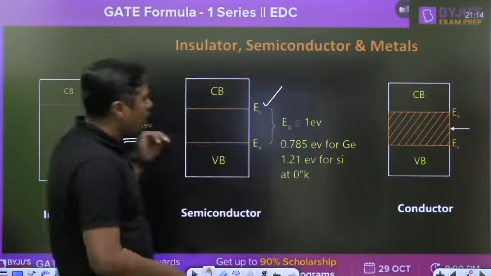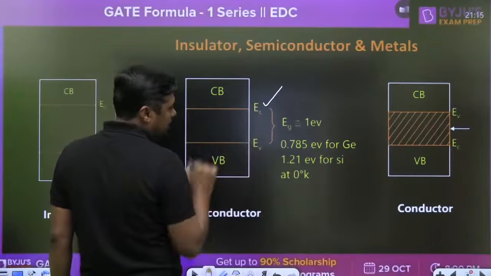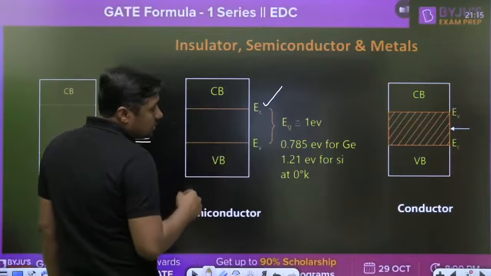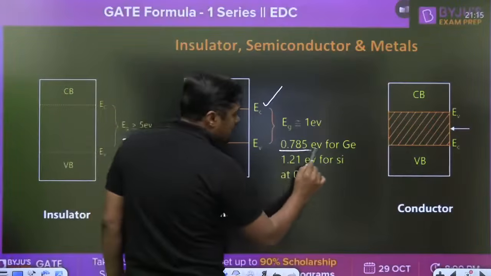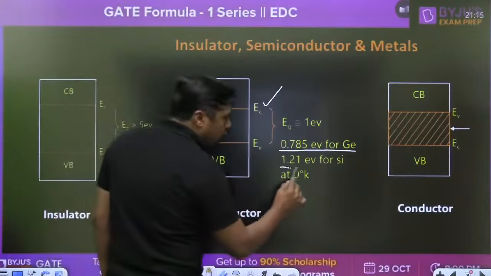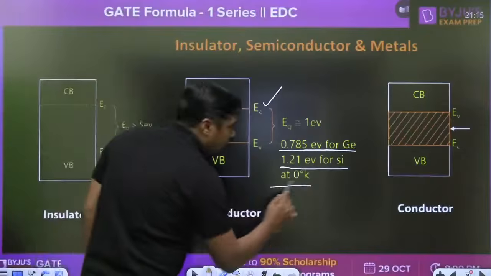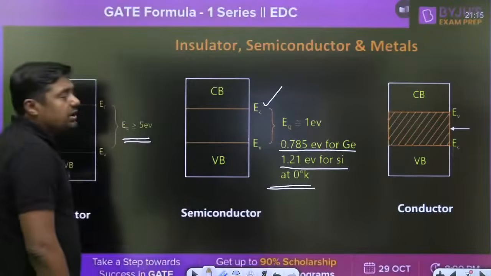Or in case of semiconductor, this is nearly equal to 1 electron volt, EC and EV. Now remember, this is 0.785 electron volt for germanium and 1.21 electron volt for silicon at 0 degree Kelvin. At 0 degree Kelvin.